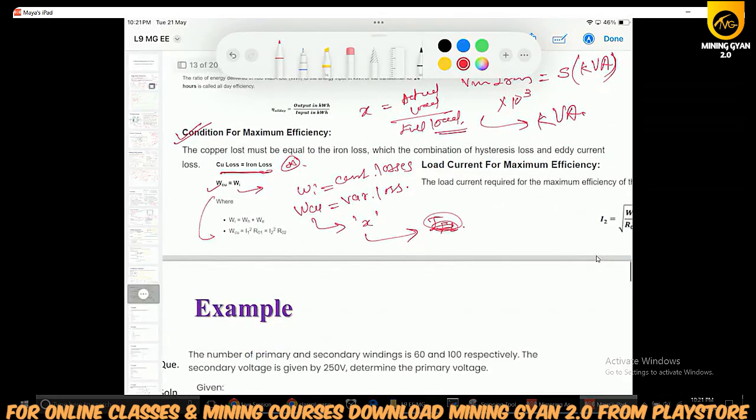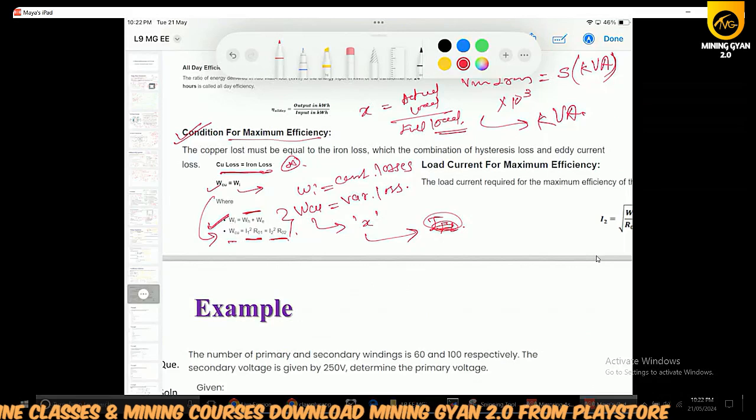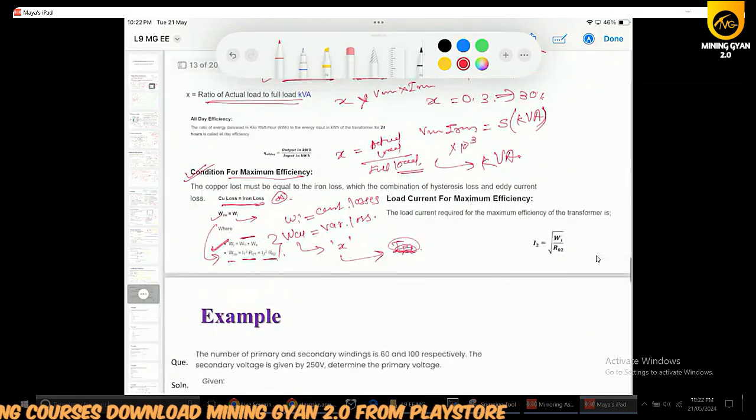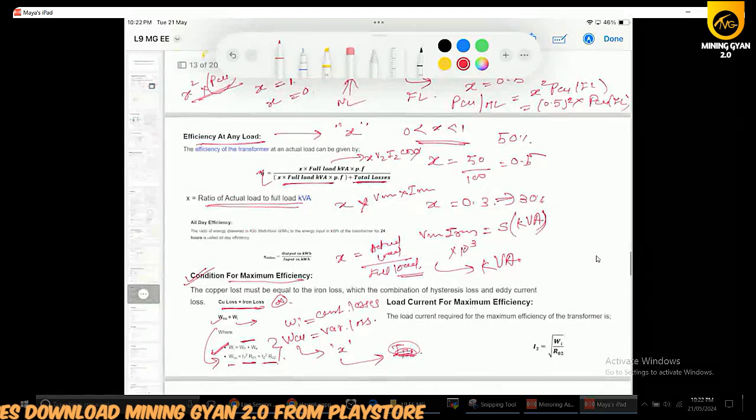So at this condition, WCU will be what? I1 square R01 or I2 square R01, and WI iron loss will be the combination of hysteresis loss and eddy current loss. So these two will be equal in case of condition for maximum efficiency. So you just put these values. So what will you get? Here you please put these two values.